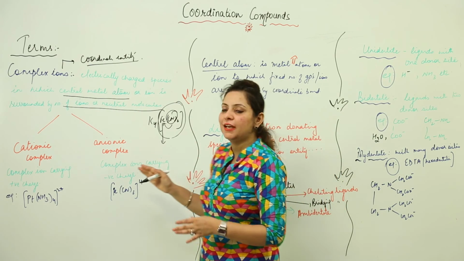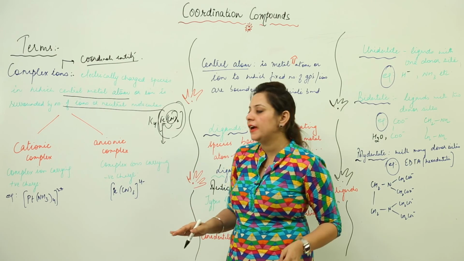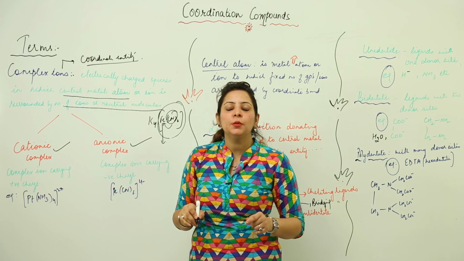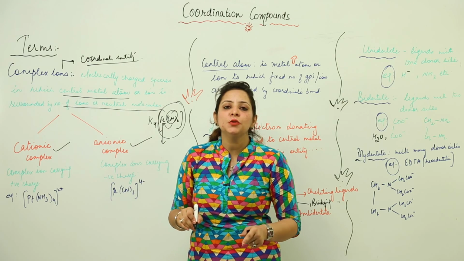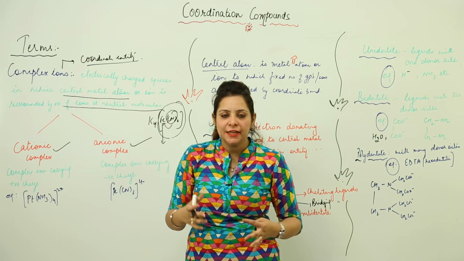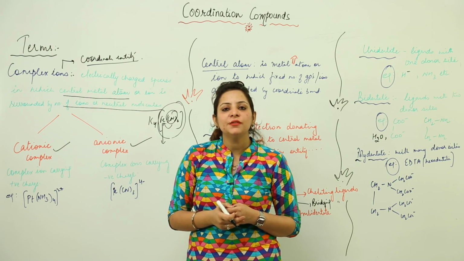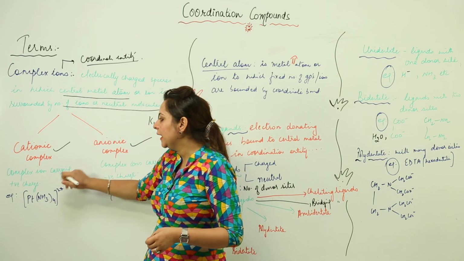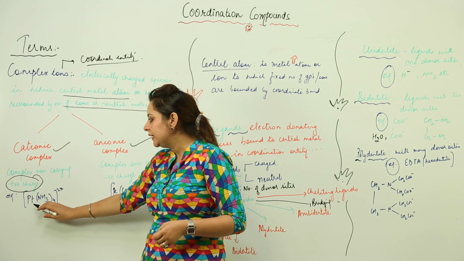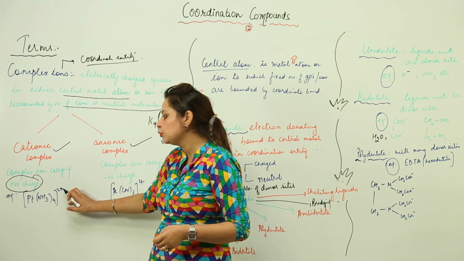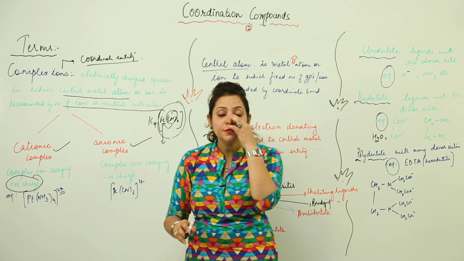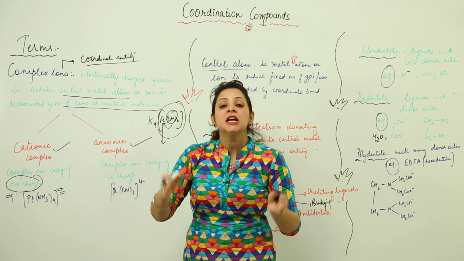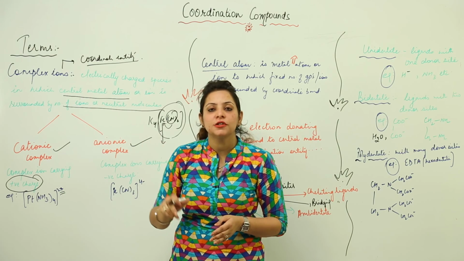Now this complex ion or the coordination entity is further divided into cationic complex or anionic complex, depending upon what kind of charge it possesses, like what kind of charge is there on the complex ion. In the cationic complex, there is a positive charge. As you can see in this case, Pt(NH3)4 2+. Because it carries a positive charge, it is a complex ion obviously, but what kind of complex ion? Cationic complex ion, because it carries a positive charge.